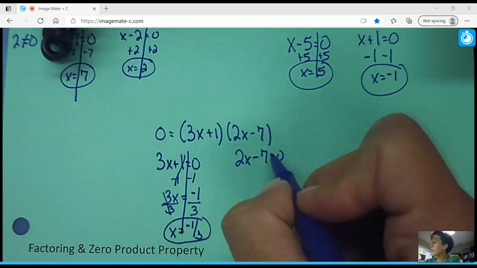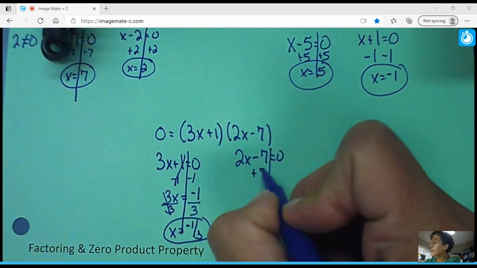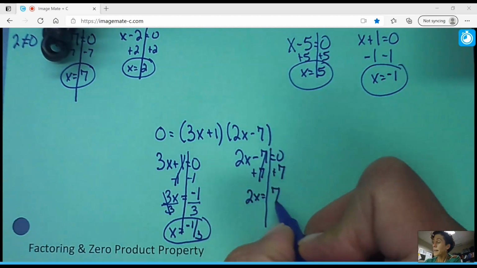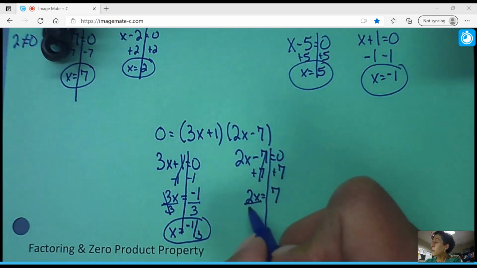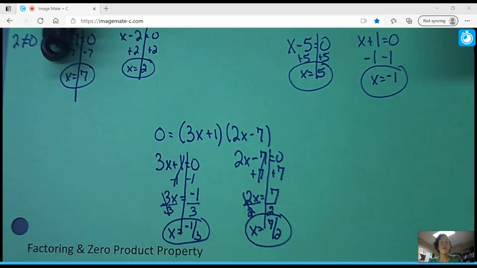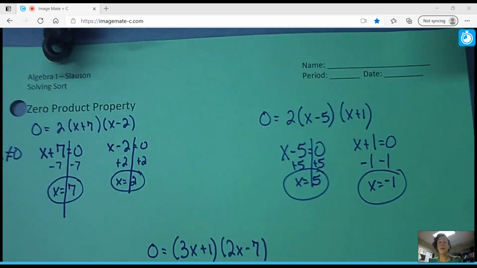And in this problem, I'm going to add the 7. So I'm left with 2x on the left side and a +7 on the right side. And now I'll move the 2 by dividing it. So my second solution is the fraction 7/2. So those are all the zero product property. And again, the reason why I could do that is because they were all in factored form.